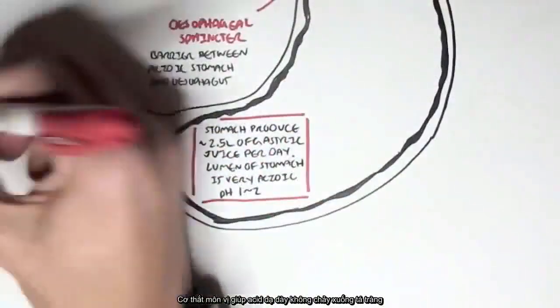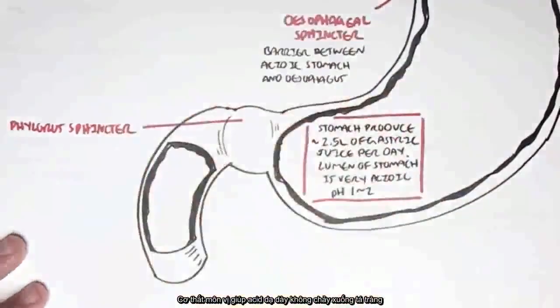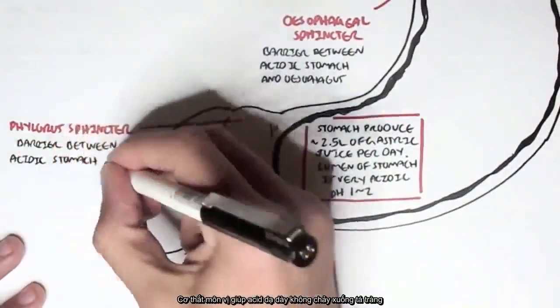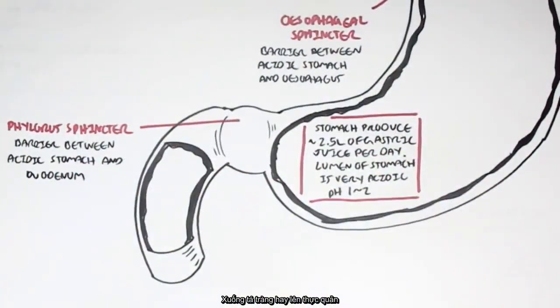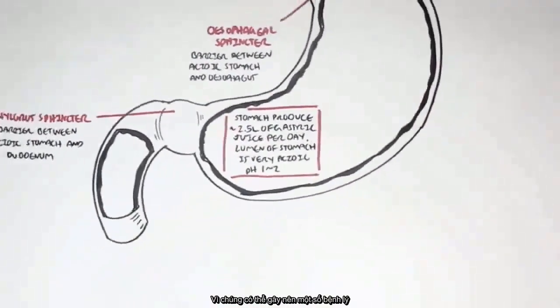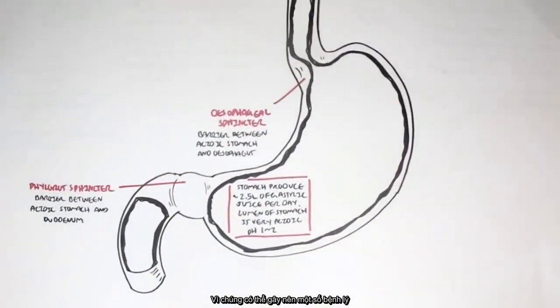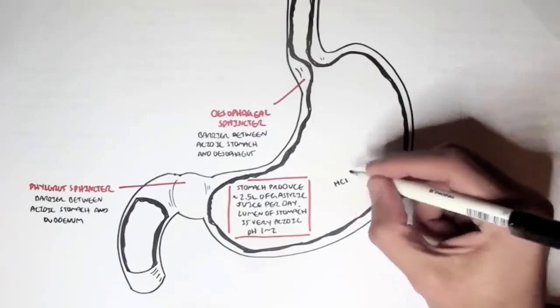And the pylorus sphincter is the barrier between the acidic stomach and the duodenum. We would not want acid from the stomach to go into the duodenum or the esophagus, otherwise it might cause some uncomfortable conditions. Acid that is secreted by the stomach helps in food digestion. Acid in the stomach is secreted as hydrochloric acid.